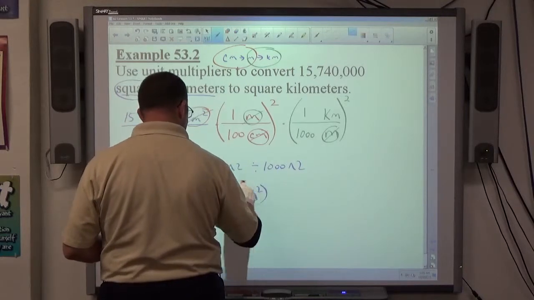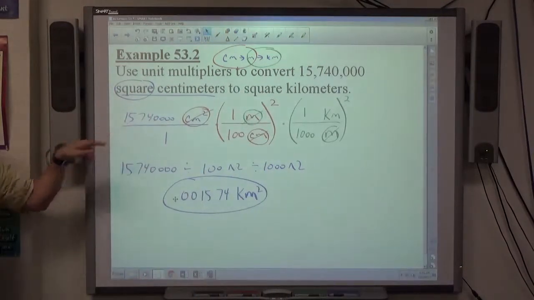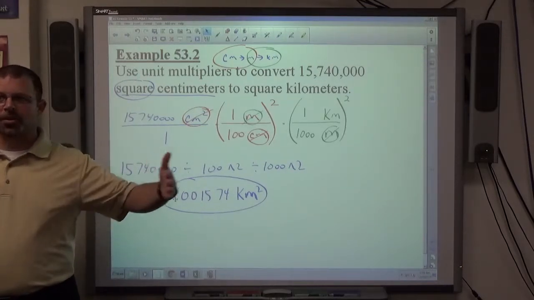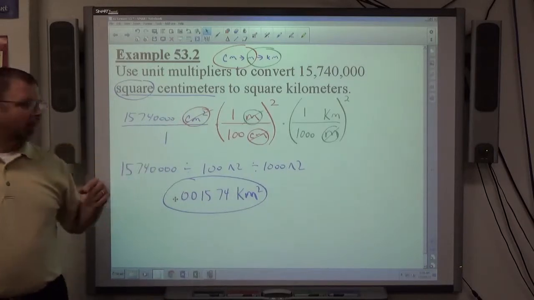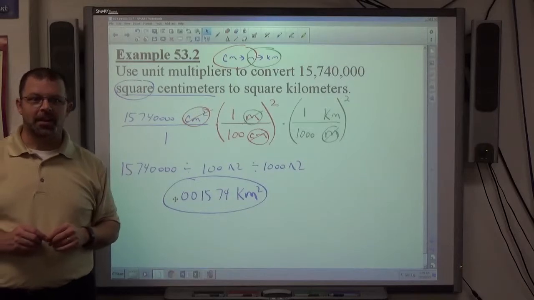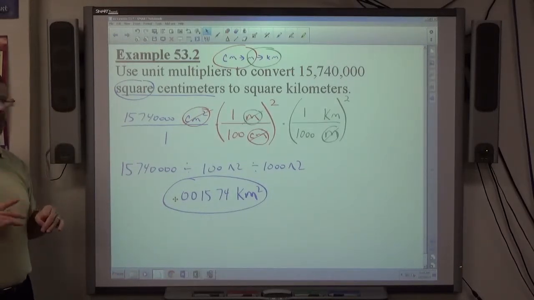Does that seem a little low to people? That's a really large number there. Square centimeters, right? A square kilometer, you walk a kilometer that way. You take a right, you walk a kilometer that way, that's a square kilometer. Okay. A square centimeter, you walk a centimeter that way and a centimeter that way. Right? So it takes a whole lot of square centimeters to make 1 square kilometer. In fact, it takes more than 15,740,000 of them.